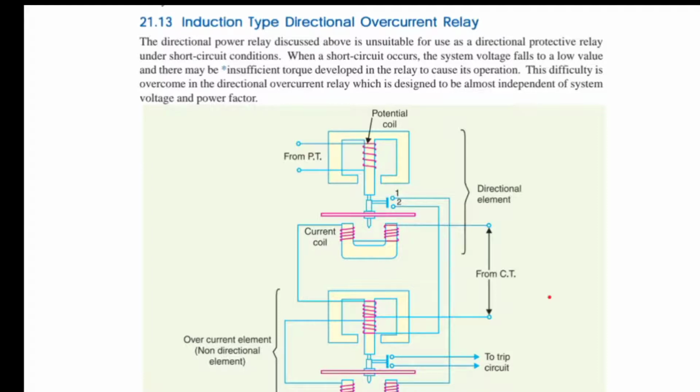When a short circuit occurs, the induction type directional overcurrent relay, you can see the theory of this.